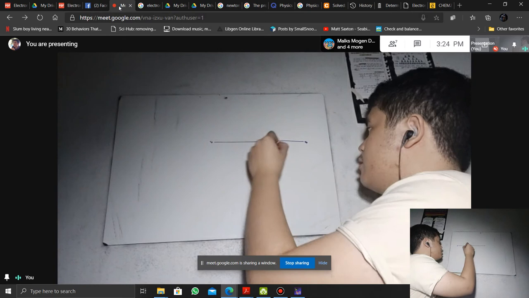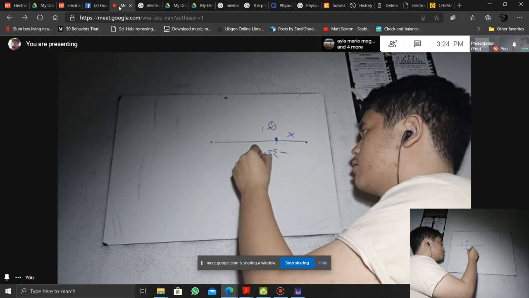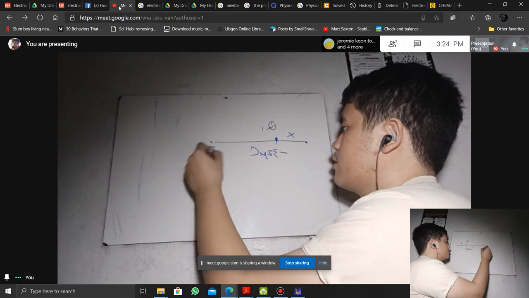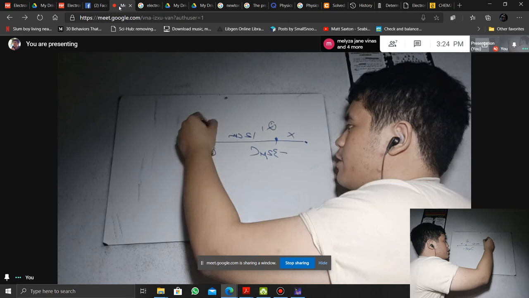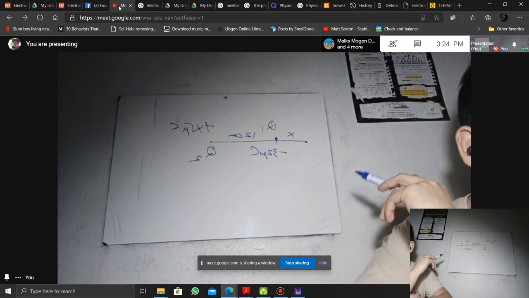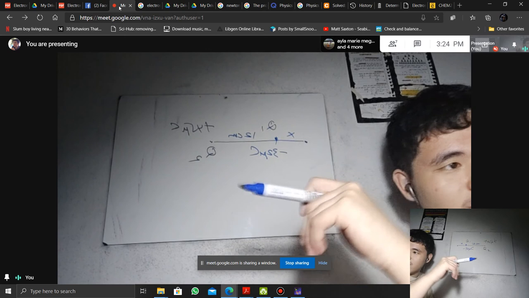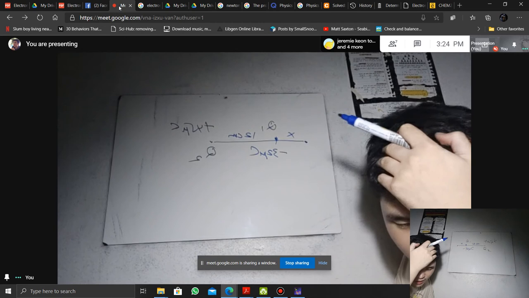Q1 and Q2 is this. Plus 45 microcoulomb, no? So, let's start with the steps. First of all, determine yung direction ng electric field, okay. So, Q to Q1, dito siya.